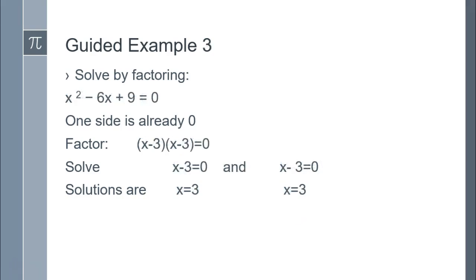Okay, so this is a third example solved by factoring. One side is already 0. I factor this and I get x minus 3 times x minus 3, or you could say x minus 3 squared. So you really only have one factor. It occurs twice, which becomes important later, but for now that means there's really only one equation to solve. Just to put everything in the same form, I wrote down each factor equal to 0, and of course I get the same answer, x is 3, because the factors are the same.